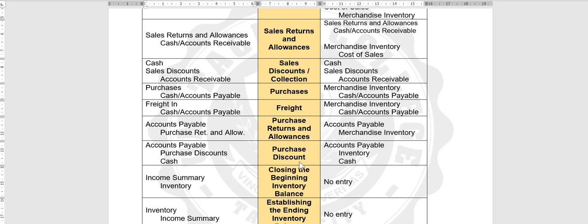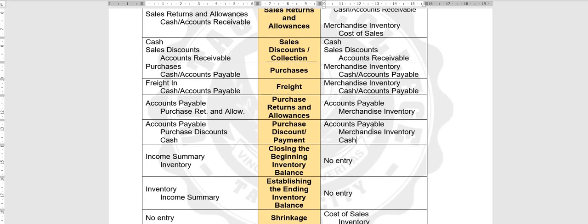For the purchase discount, this is related to payment. You paid your debt within the discount period. In that case, you debit accounts payable, credit purchase discounts, and credit cash. Under the perpetual system, we debit accounts payable, credit merchandise inventory, then credit cash, to reflect the reduction in the value of your merchandise inventory because of the discount.